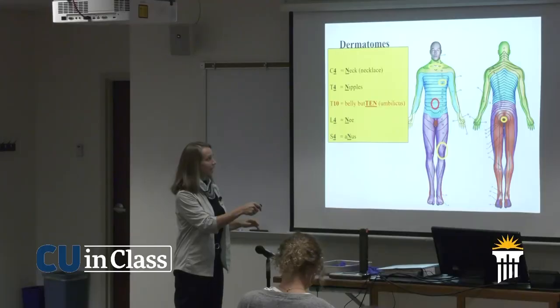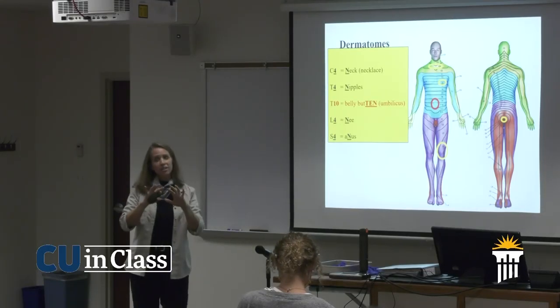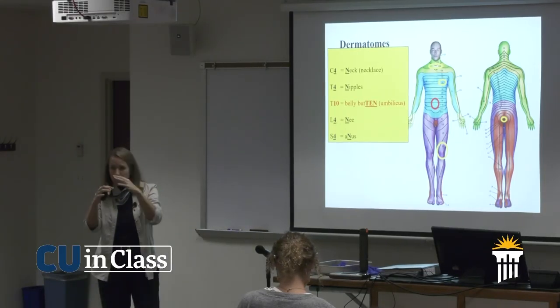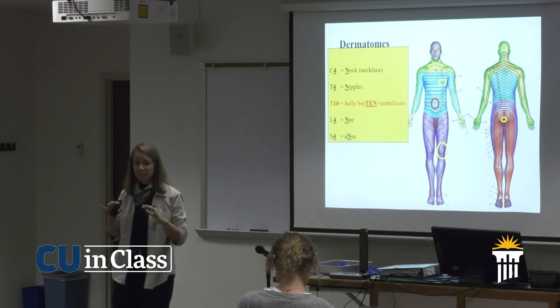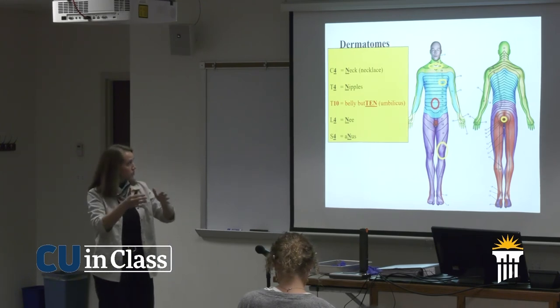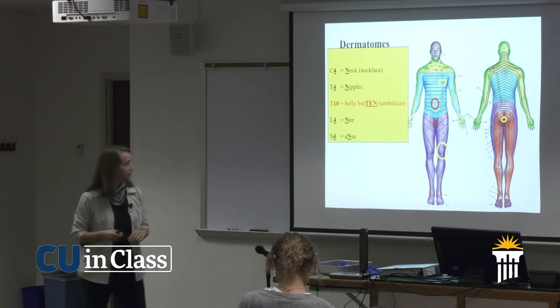Again, if you just have a few reference points. The other reference point that's really helpful is T10. It's the belly button. So on our drawing, it looks like it's T9. This is a good reminder that these are all general. They kind of overlap a little bit, so it's not a super specific science from person to person, but it gives you the idea.